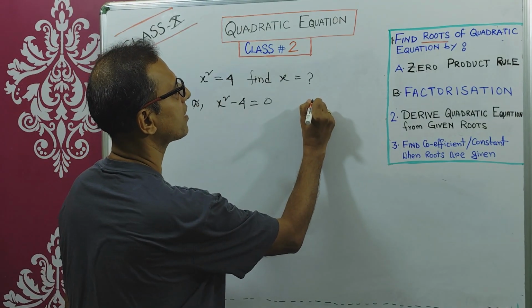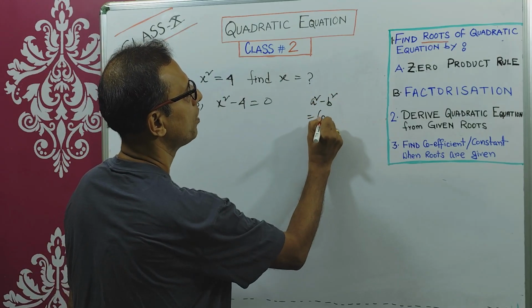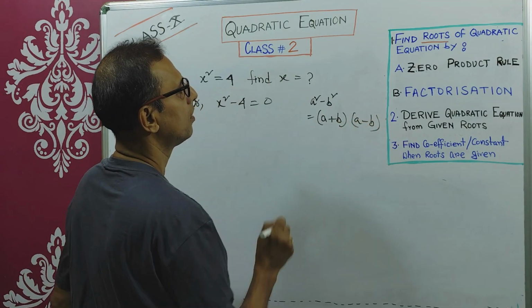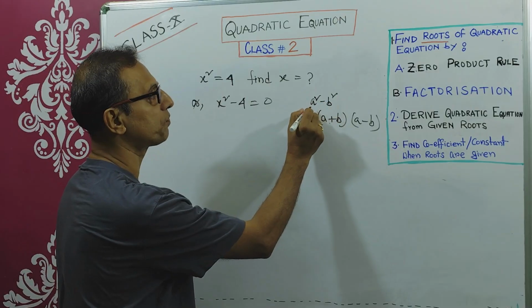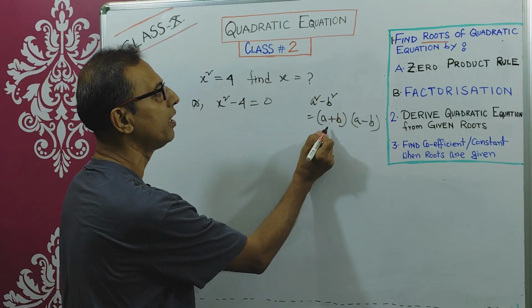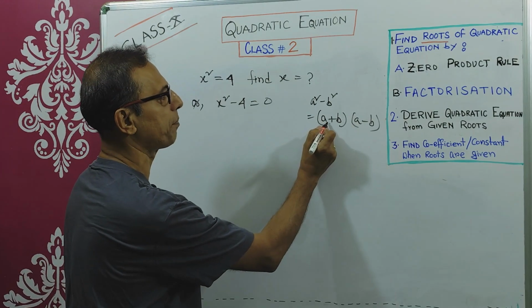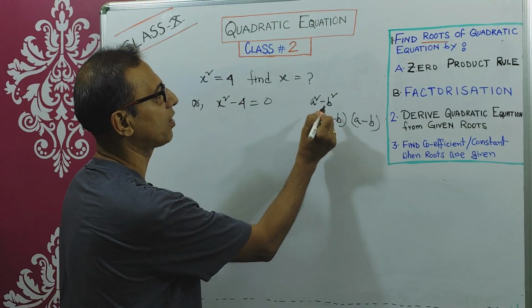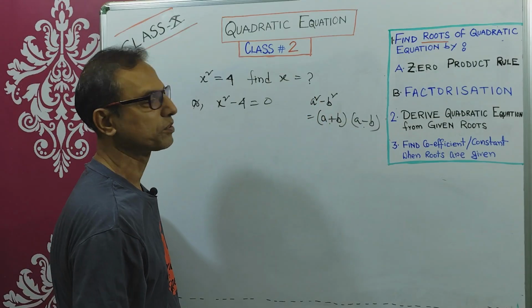Now, in which form is it? You already know a square minus b square equals a plus b into a minus b. You are representing the expression a square minus b square as a multiplication of these two factors, a plus b into a minus b. That means a plus b is one factor of a square minus b square and a minus b is another factor of a square minus b square.